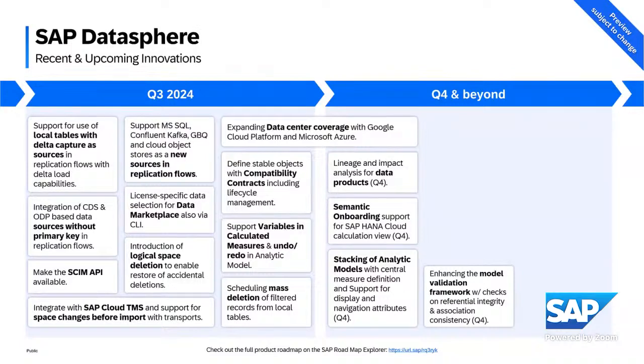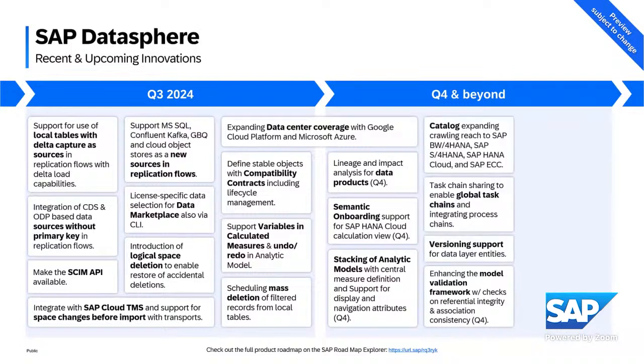And also in Q4, we will enhance the model validation framework, which we introduced earlier this year with additional checks, specifically around referential integrity, but also association consistency. The catalog will be enhanced with additional sources, what we're planning.